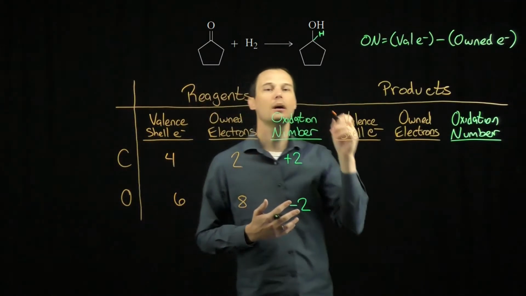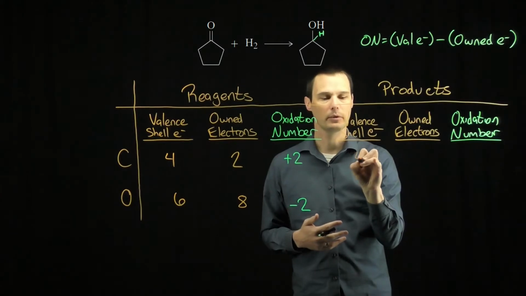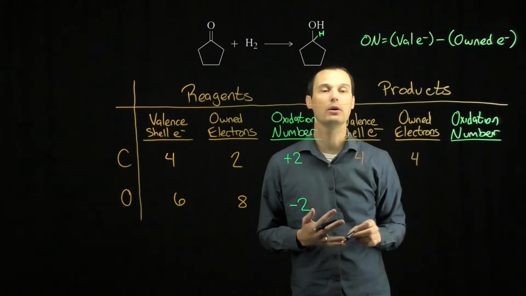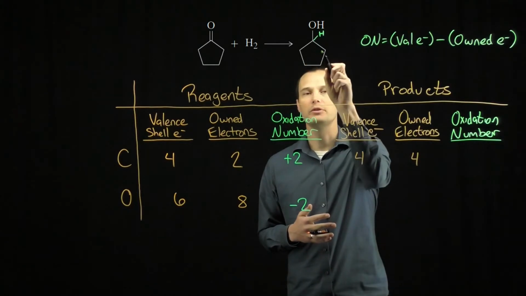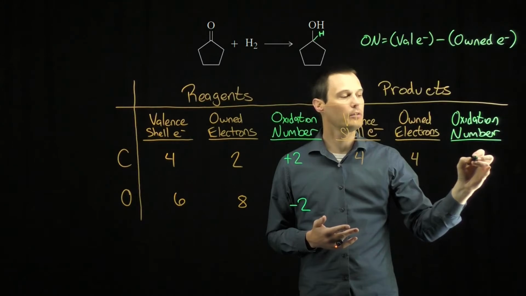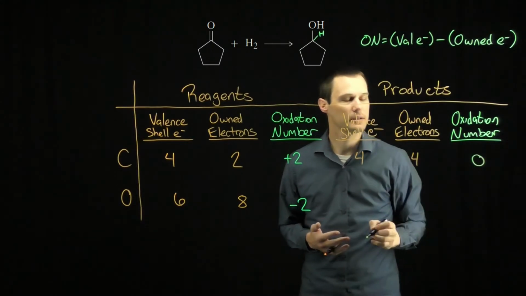That brings carbon's total electron count to 4. So it wants 4 electrons in its neutral ground state configuration, and in the product, it owns 4 electrons, 1 from each of the carbon-carbon bonds and 2 from the carbon-hydrogen bond. That makes the oxidation number of carbon in the product the oxidation state of 0.